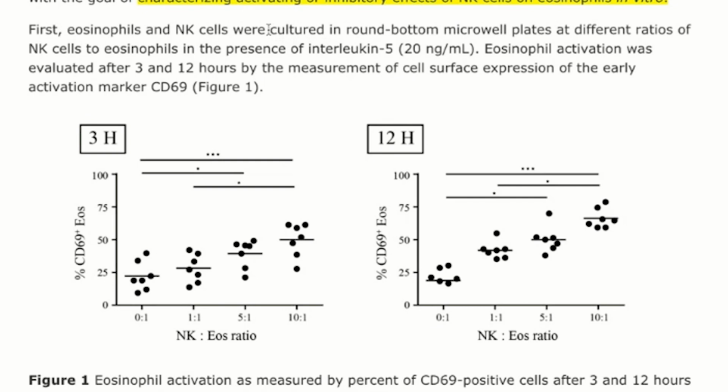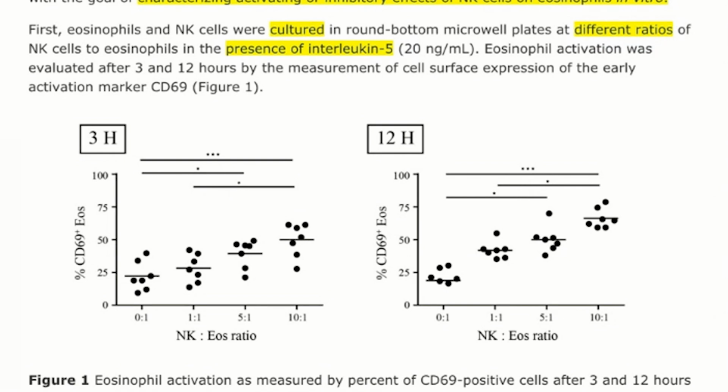I'm going to highlight cultured. I don't really care that it was a microwell round bottom plate. That's really overly specific for me. But I do care that it was at different ratios. So I'm going to highlight different ratios. So I know that there are different amounts of these types of cells. And I know they're in the presence of interleukin-5. So I want to highlight that as well, because that tells me literally what's in the plate. Great. Different ratios of NK cells to eosinophils, always in the presence of interleukin-5.